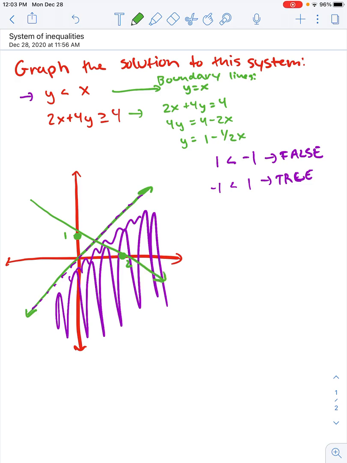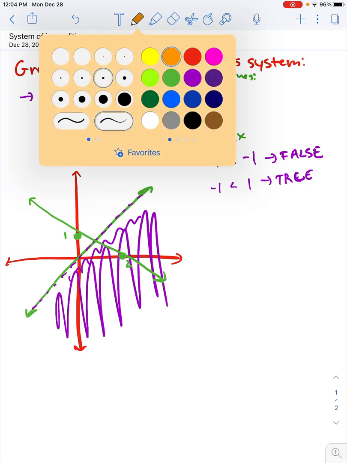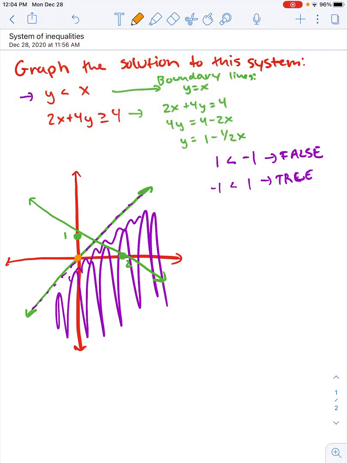This is my boundary line for that second inequality, and I'm going to test 0, 0 to figure out which side of these is true and which is false. So 0 is greater than or equal to 1 minus 0, so 0 is greater than or equal to 1. That is not true. That's false.